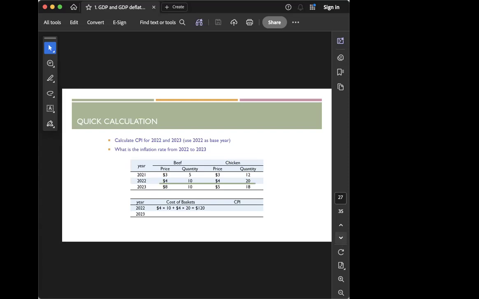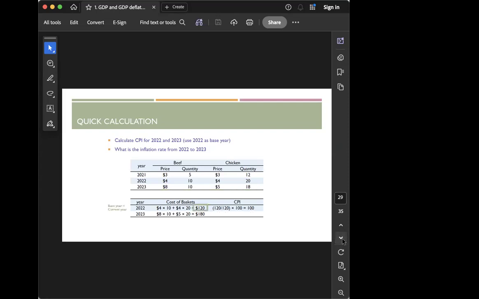Now we have to calculate the 2023 basket cost, which is pretty simple: $8 times 10 plus $5 times 20, which adds up to 180. For 2022, the basket cost $120. And for 2023, it increased to 180.